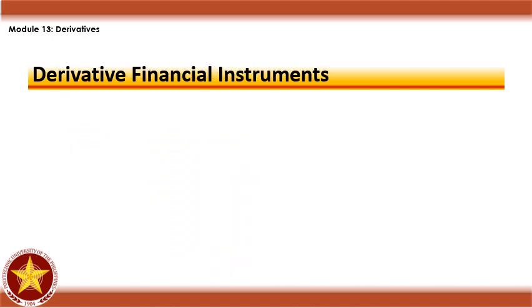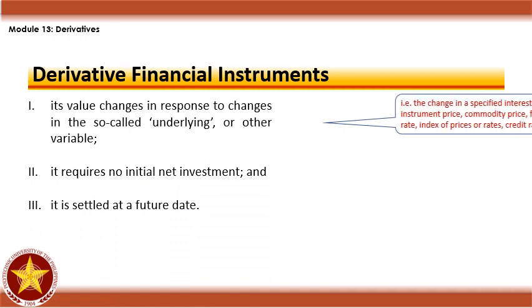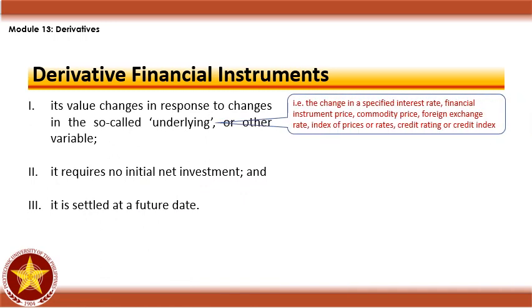Okay, derivative financial instruments, ano ba siya? There are actually 3 qualifications. Number 1, its value changes in response to an underlying. Pwedeng interest rate, presyo ng isang financial instrument like stocks, debt securities, commodity price like wheat, ano pa ba, fuel, yun yung mga usual na commodities na hine-hedge natin. Foreign exchange rate, index of prices or rates, credit rating or credit index.